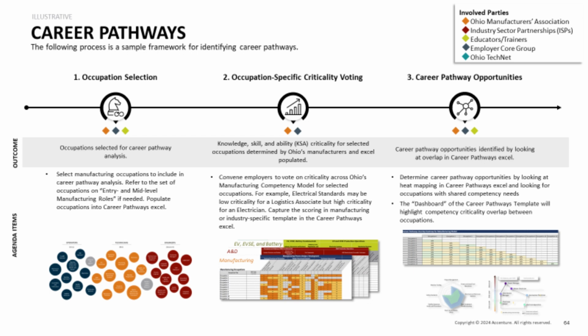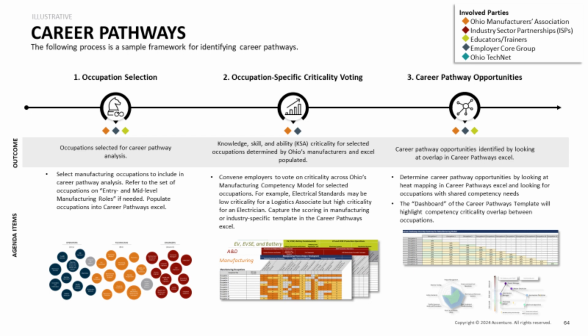And from there, we'll move on to step two, which is occupation-specific criticality voting. So based on the specific subset of occupations, going through and marking relevant KSAs based on the occupations chosen. Employers will convene to vote on criticality across Ohio's manufacturing competency model for those specific selected occupations. Just a quick example: electrical standards could be low criticality for a logistics associate, but high criticality for an electrician. So the criticality voting will be heavily determined based on the occupation itself.